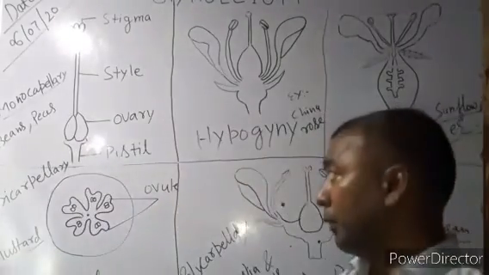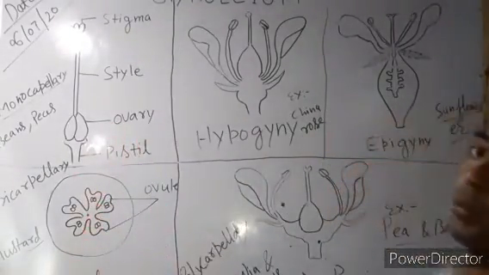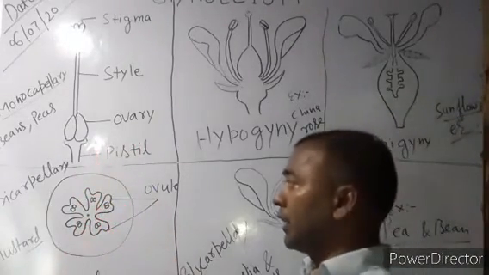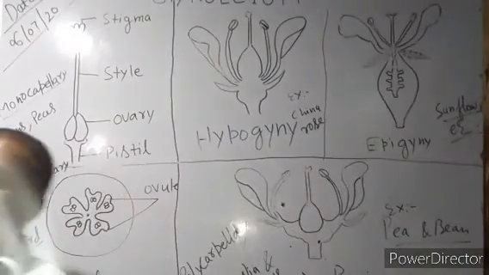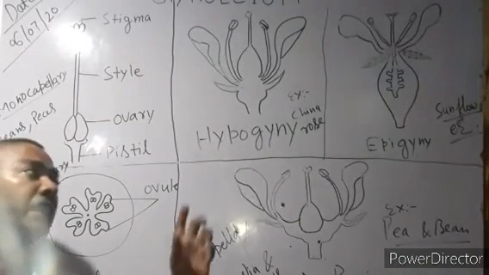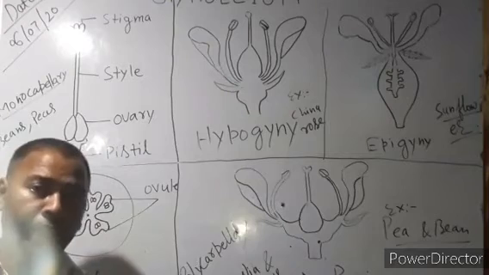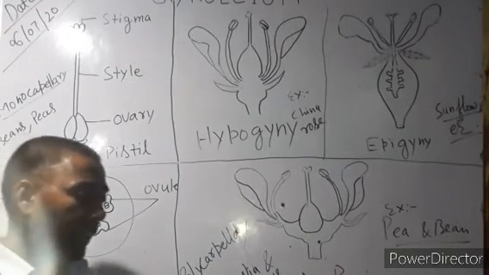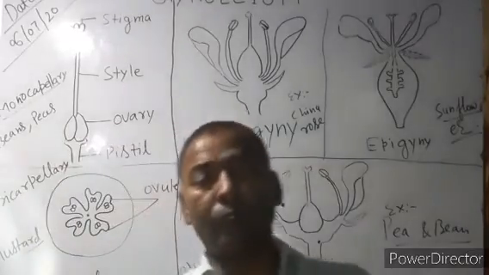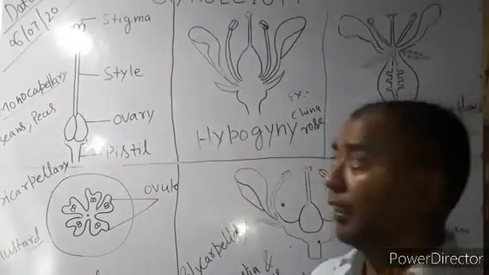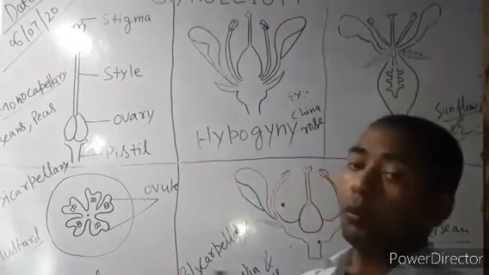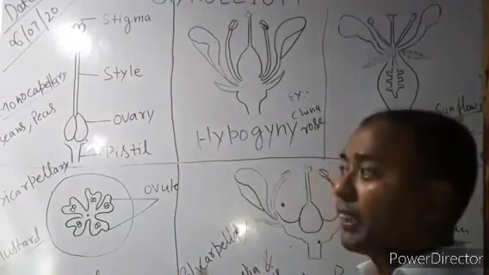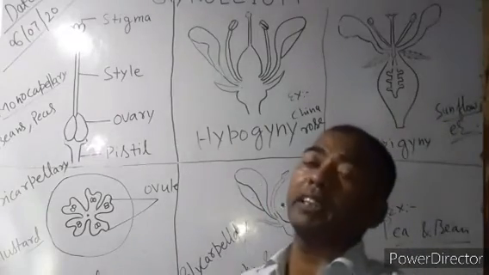Okay. Now I am going to summarize, and the next important topic is placentation. I have told you that in the ovary, ovules are there, and the part by which the ovules are attached to the ovary is known as the placenta, and this type of arrangement is known as placentation.